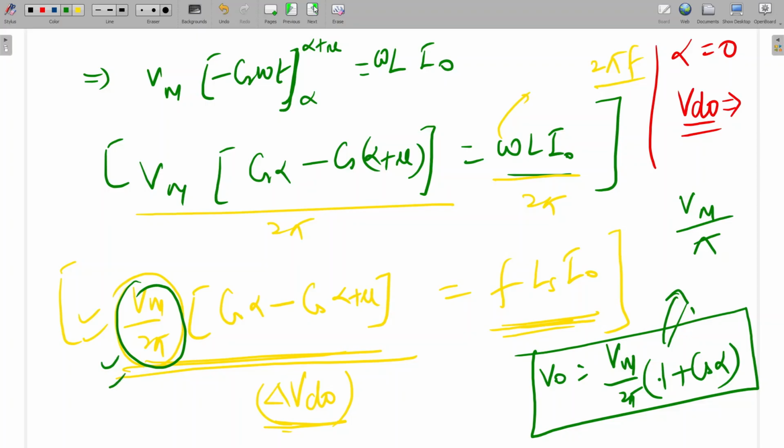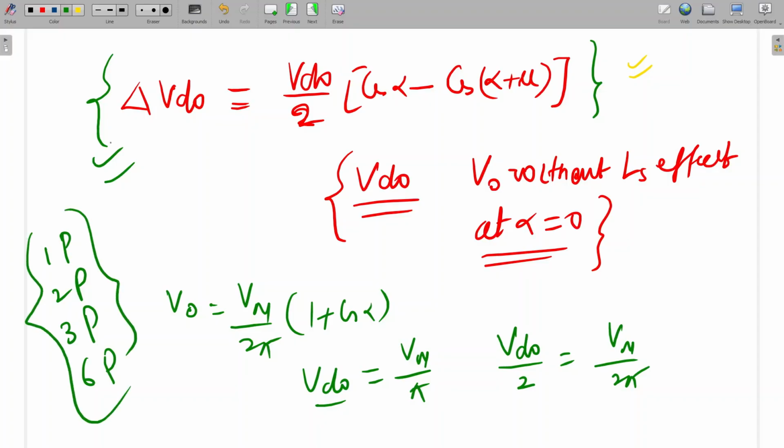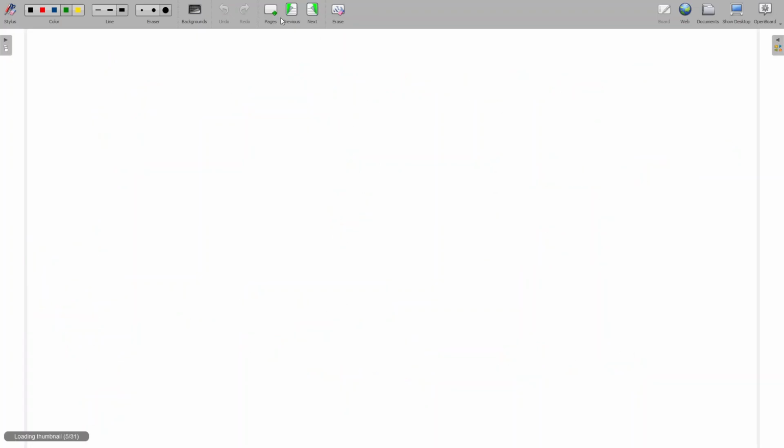So this is the generalized equation for all the converters: 1 pulse, 2 pulse, 3 pulse and 6 pulse. For all converters, we can use this generalized formula where delta VD0 equals VD0 by 2 times cos alpha minus cos alpha plus mu. Now we can derive the output voltage.